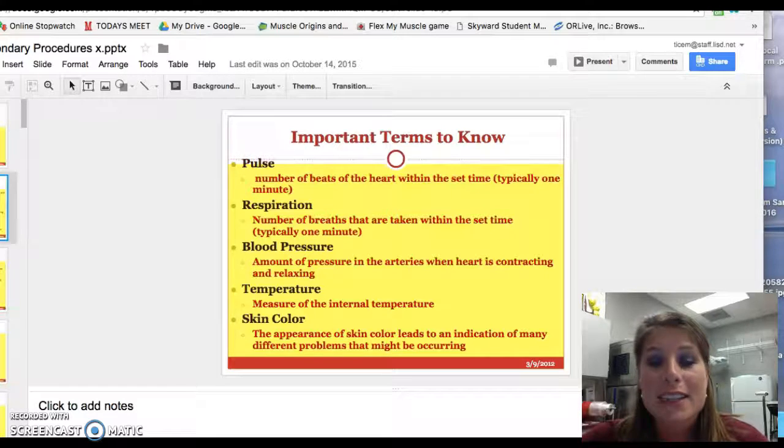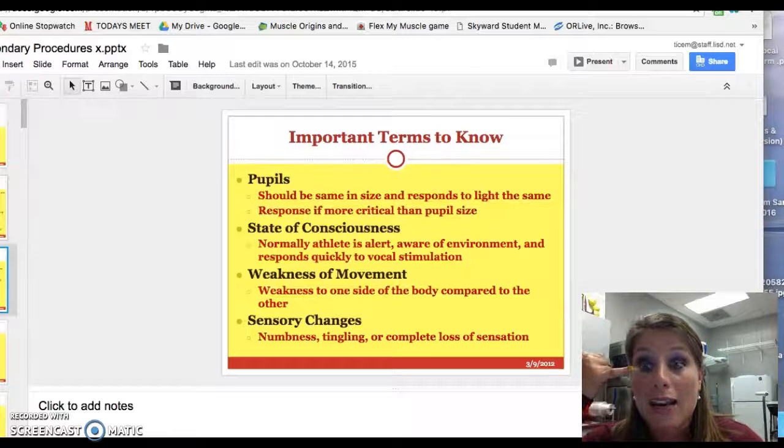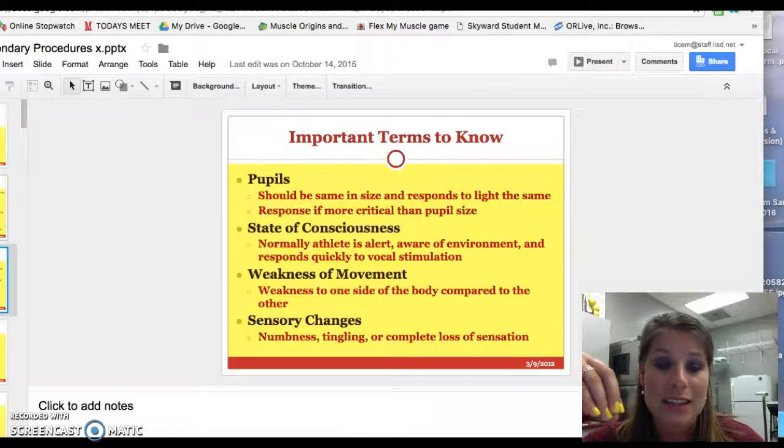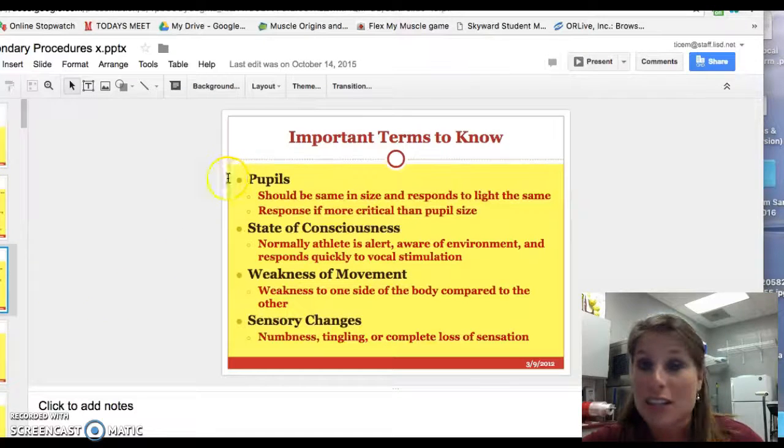Our next set of terms, we have pupils. Pupils are referring to the black dot in your eye that contracts and dilates to allow more light into your eye or if there's too much. But it is also a sign of trauma, that you can see if a person is responsive with their pupils.